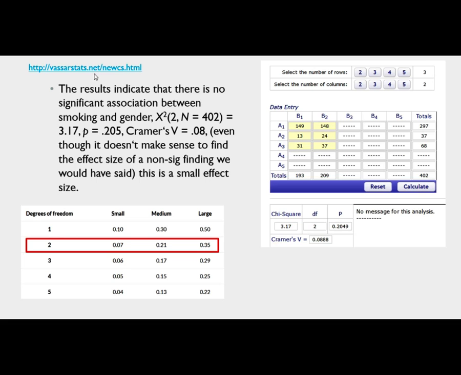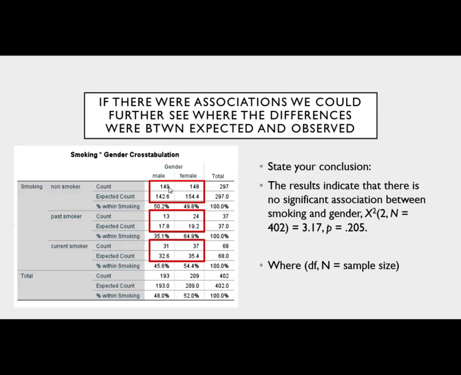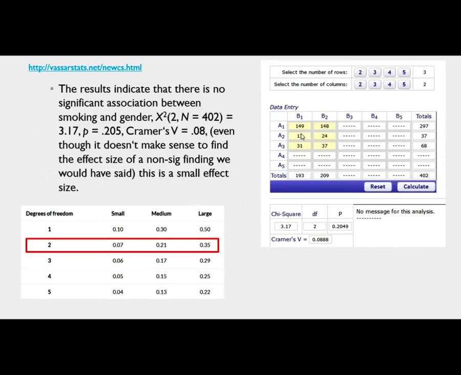Alright, so we go to the website here, we pull it up, we have to input that we had 3 rows and 2 columns. It will give us these highlighted cells. We go back to our contingency table and type in the observed frequencies, click calculate, and we get the same output that we got from SPSS. We got a 3.17, 2 degrees of freedom, our p-value is 0.20, and our Cramer's V is 0.08.